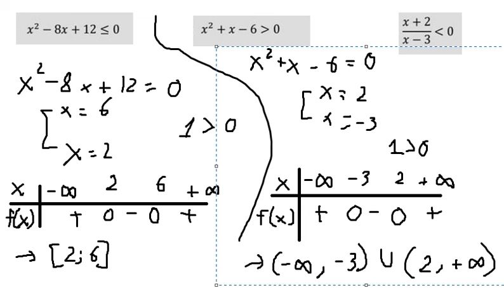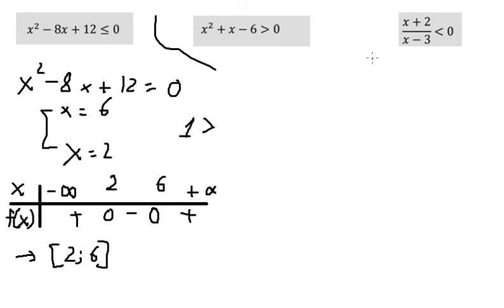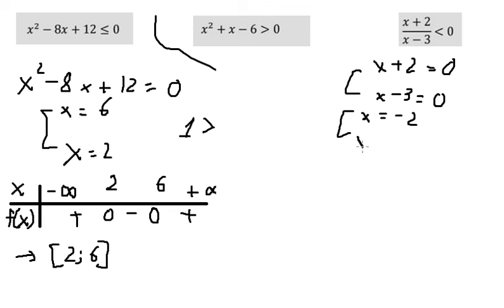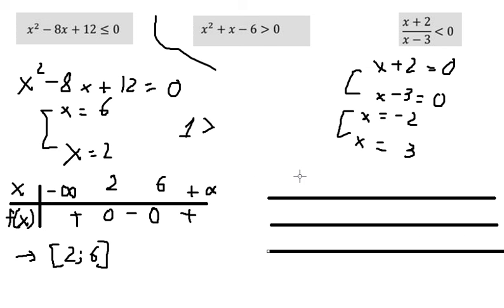Now we go to the last one. We put x plus 2 equals 0 and x minus 3 equals 0 in here. So this one we have x equals negative 2 and x equals positive 3. Now we need to draw the table in here. So negative 2 I will put in here. And 3 I will put in here.